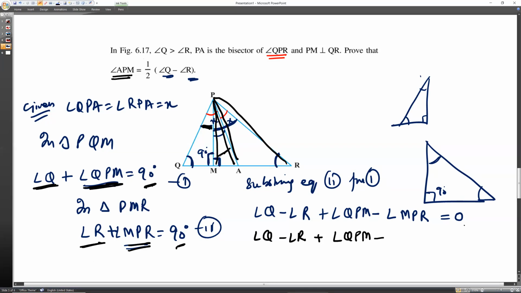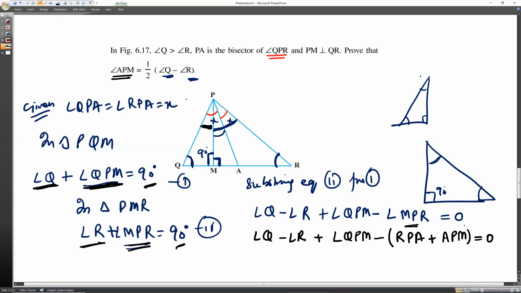So you need only this angle. So write it in the bracket. What is the split of the MPR angle? So when you split the MPR angle, what you are going to get? Tell me. You can write it as RPA plus APM, minus the bracket, APM equal to 0. Got it? You understood? Yes, sir.